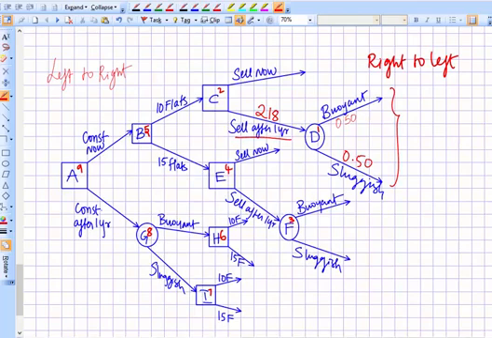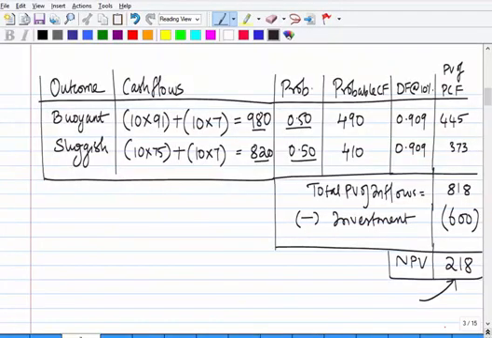If he is going to sell now, he'll be able to sell all the 10 flats at 80. It means he will get 800. And what is the amount he invested? 600. So the net benefit is 200. So if you're going to sell now, you will get 200. If you're going to sell after 1 year, then in present value terms, you are going to get 218. It means now we should do the evaluation at C.